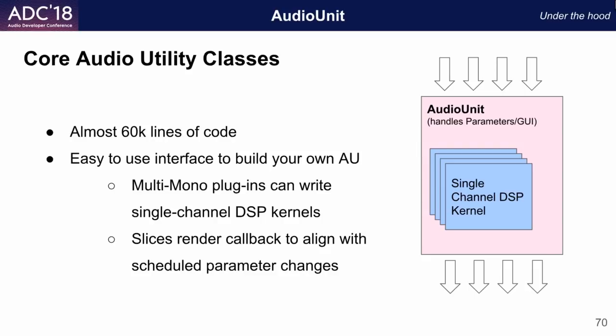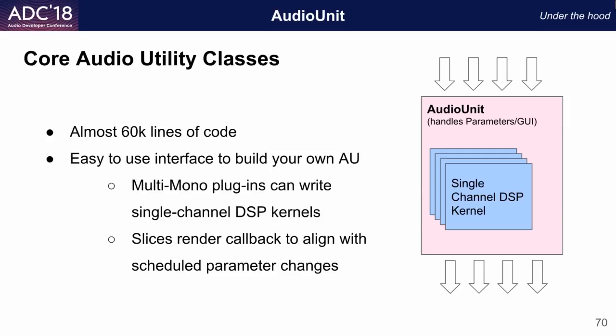Quickly mention the core audio utility classes. It's 60,000 lines of code, but it's very, very nicely built. For example, for multi-mono plugins, they have this concept of a kernel. So your audio unit is this big thing, but because it's multi-mono, each channel just has the same processing. So the core audio utility classes introduce this concept of a kernel, which just does the DSP on a single channel, and then the core audio utility classes will manage the number of kernels for you. So if the host all of a sudden wants four channels, it will just duplicate the number of kernels and do all that kind of maintenance for you.